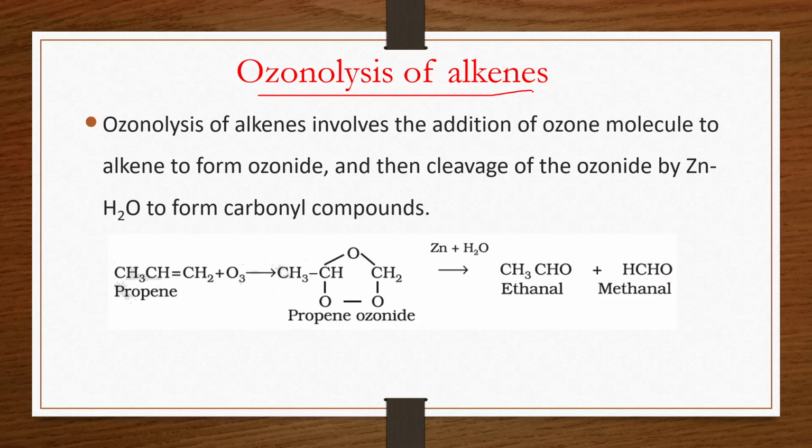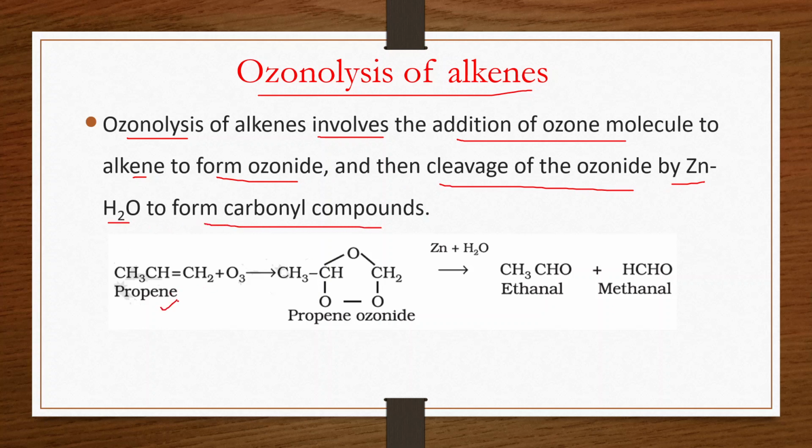Ozonolysis of alkenes. This is one of the important reactions of alkenes and also for the preparation of carbonyl compounds. Ozonolysis of alkenes involves the addition of ozone molecule to alkene to form ozonide, and then cleavage of the ozonide by zinc and water to form carbonyl compounds.